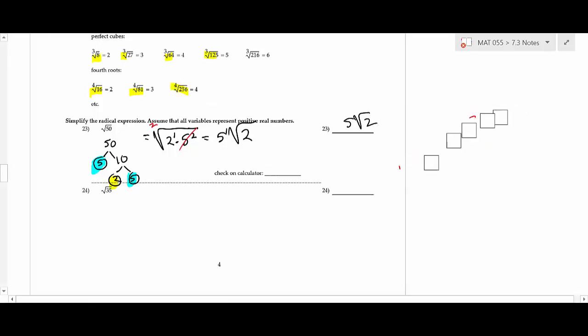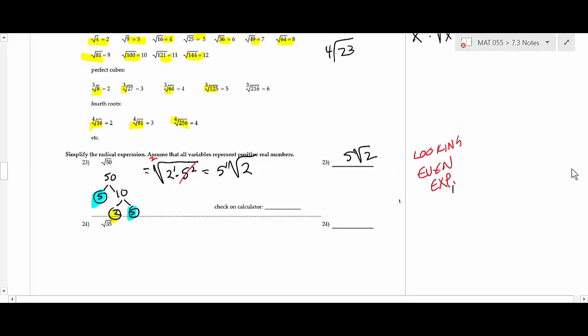Now that's one way to do it, with a factor tree, and what you're doing is you're looking for even exponents. When you're dealing with the square root, you want the exponents to be even. Now if you don't like doing it this way, some students don't, some students do, you can also do it this way.